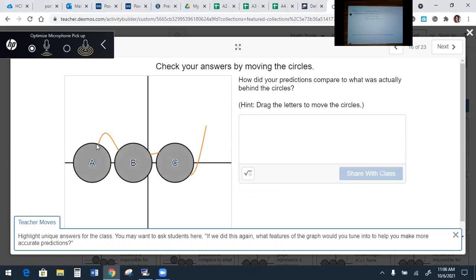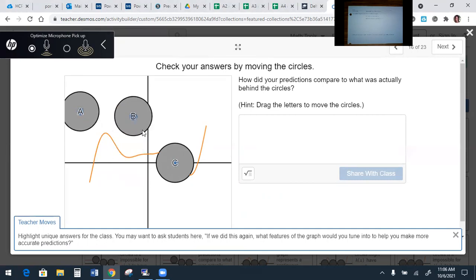All right, let's see. What do you think? Do you think A comes down here? No? Oh, it did. What do you think about B? Does B come down here? No? All right, and then how about C? We said C had to.